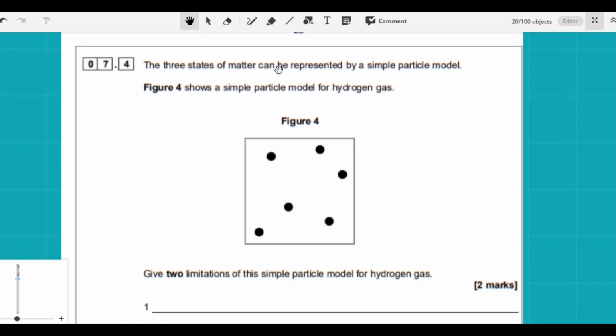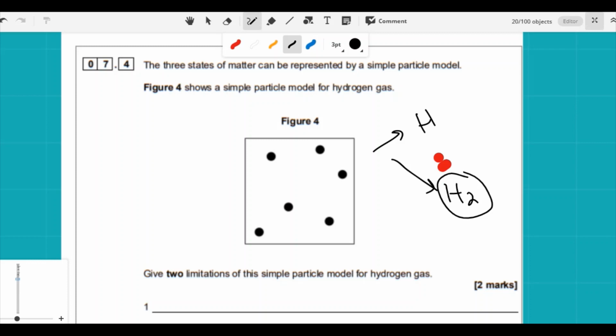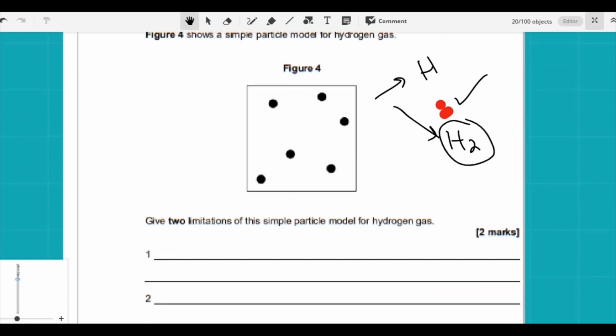The three states of matter can be represented by a simple particle model, showing the simple particle model for hydrogen gas. Give two limitations of this simple particle model for hydrogen gas. So the first limitation: as you know, hydrogen should be in diatomic form, and these two dots should be attached to each other, because H2 is not present as a single atom, it should be present in H2 form. So that should be in diatomic form.